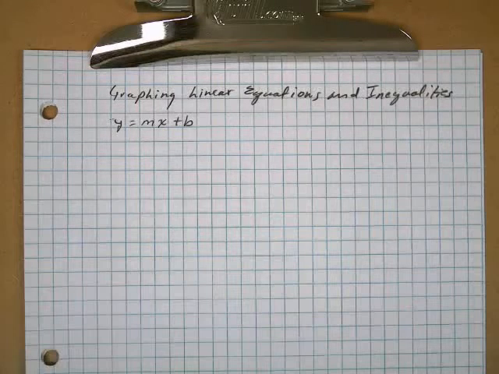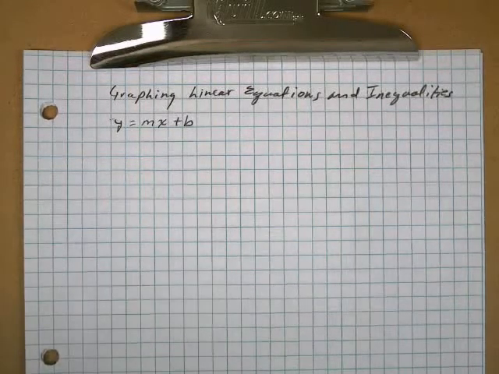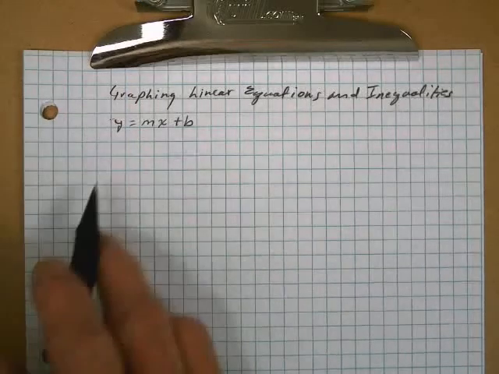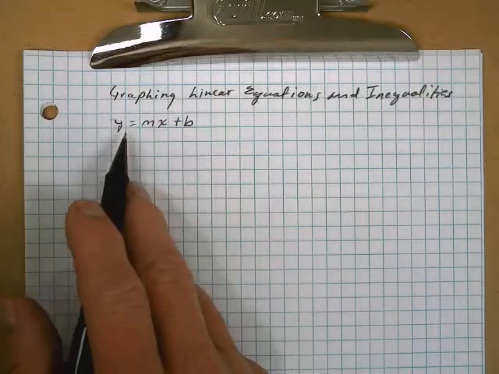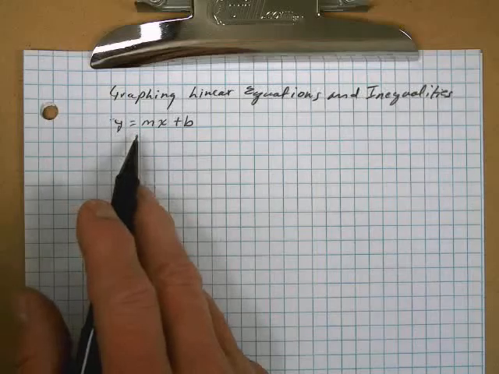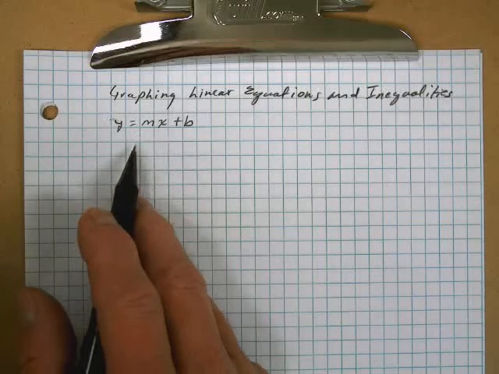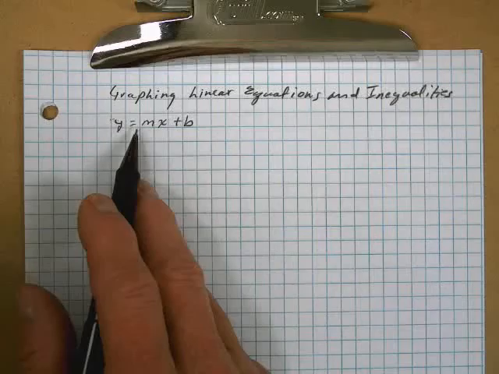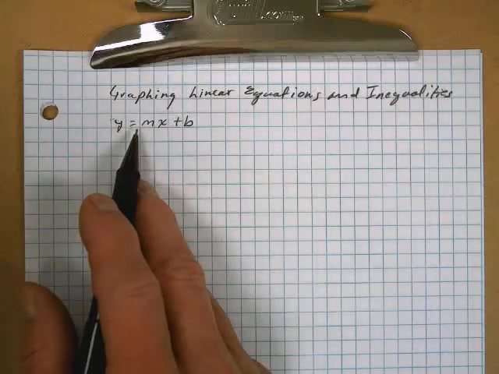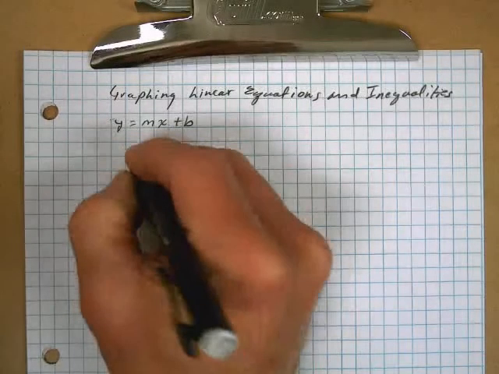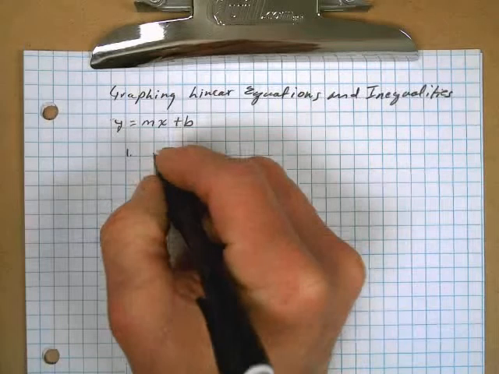In this lesson, we're going to review graphing linear equations and inequalities. Let's suppose, first of all, that we're given an equation in slope-intercept form. We're going to take 3 steps in graphing this equation in the coordinate plane. Number 1, we're going to plot the y-intercept.